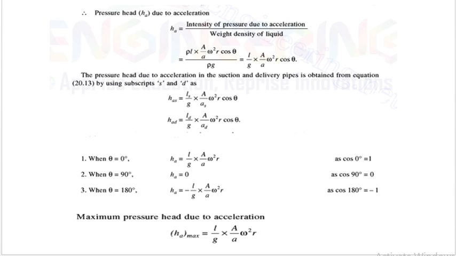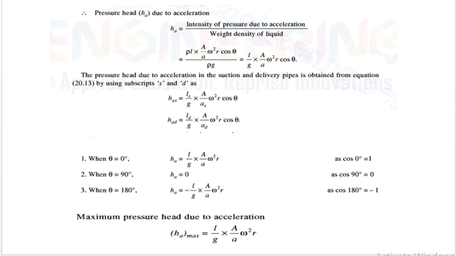The pressure head due to acceleration in suction and delivery pipe is obtained with this equation. HAS, AS means suction. HAS means accelerative head in suction pipe. If we need to calculate the accelerative head in suction pipe, in this condition we will take LS in place of L. LS is length of the suction pipe. LS by G into capital A, capital A is the area of cylinder upon AS.